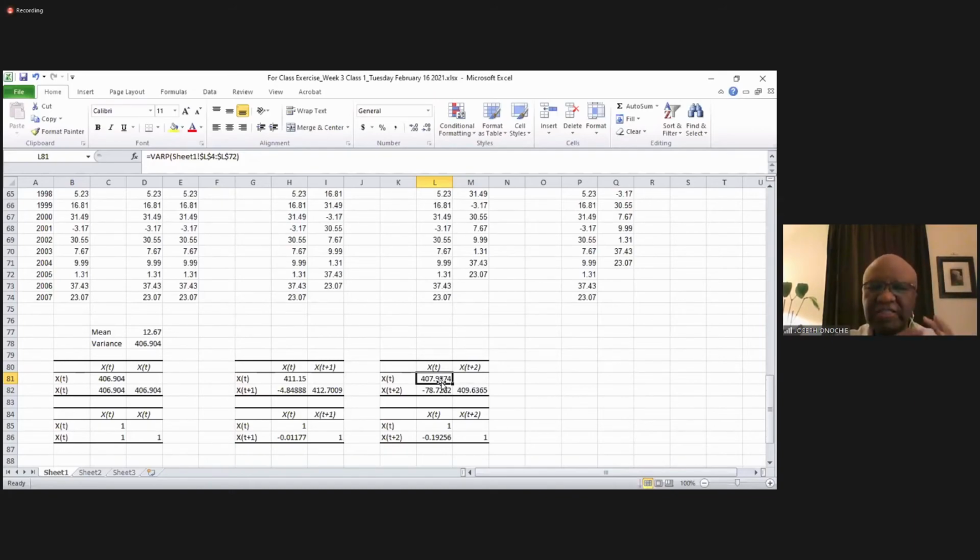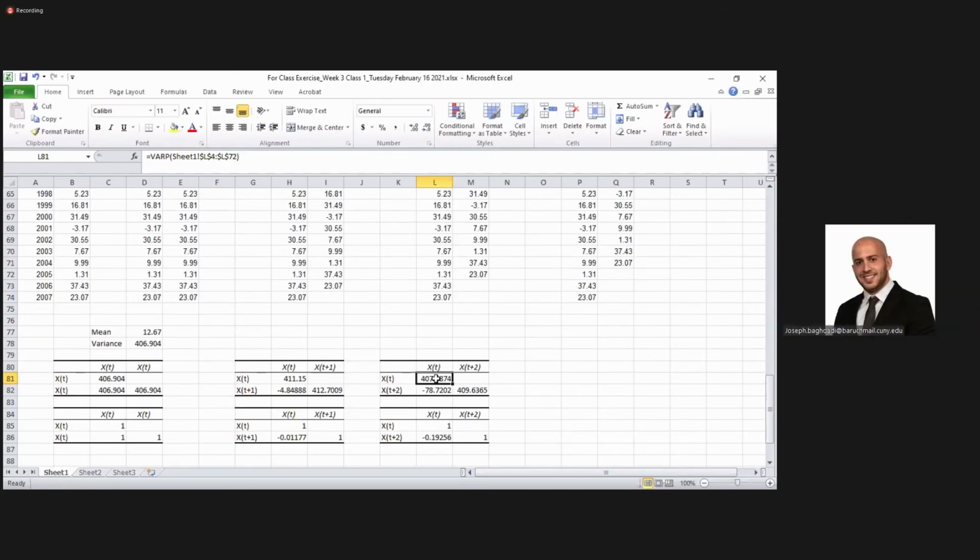So the only difference between the covariances is the number of lags. It's not where I started from. It's not where that t is. Are you with me? It doesn't matter where I begin. Yeah, I got it. Okay.